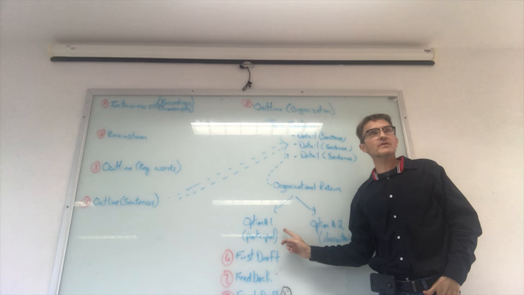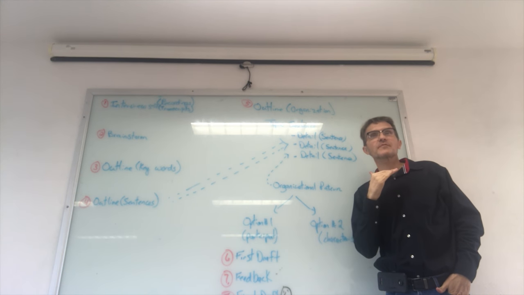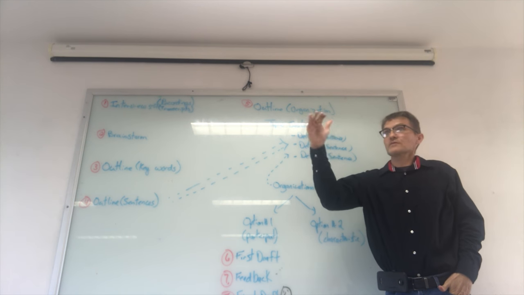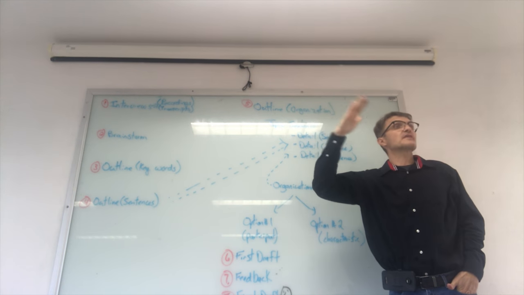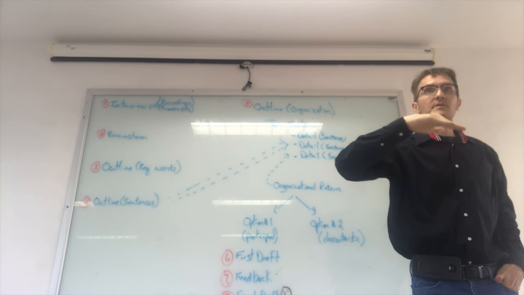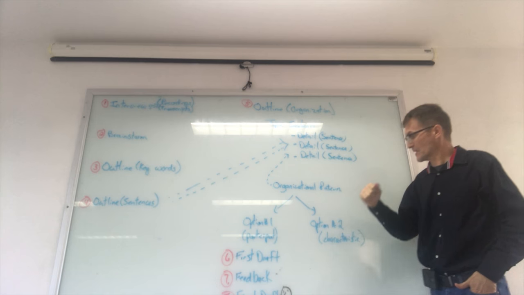The first option is we can start first with the first participant. You can choose. So first I'm going to talk about this participant, then I'm going to talk about this participant, then I'm going to talk about this participant.